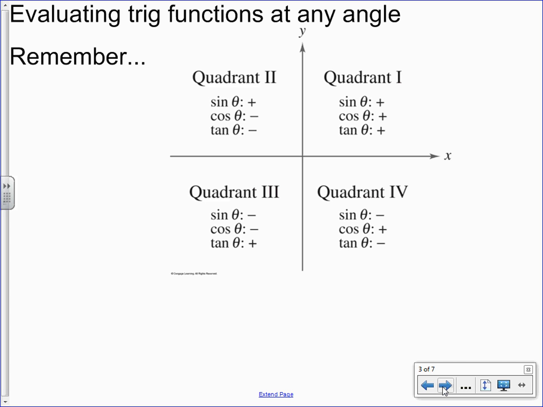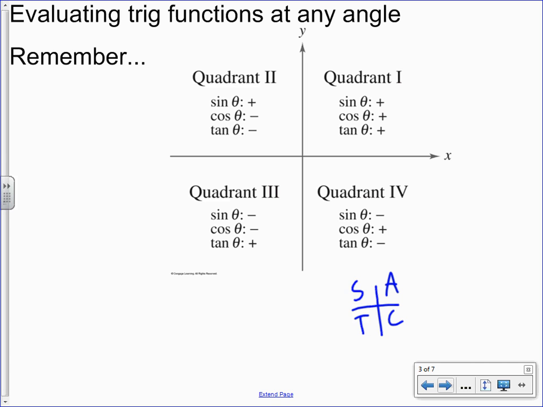Okay? The reason I wanted to show you this is because we're going to get into evaluating trig functions in any quadrant. And I might give you some information about the angle, like the sine is positive, but the tangent is negative, and you're going to have to figure out what quadrant we're talking about. Okay? So if you need to draw this at the top of your paper as reference, like on your quiz, that's fine.